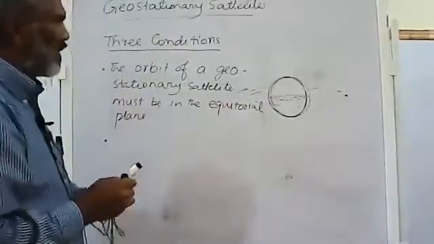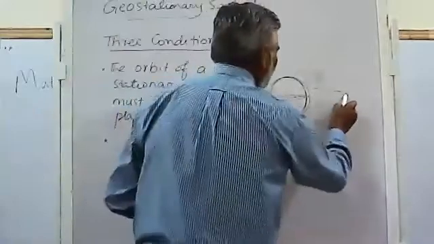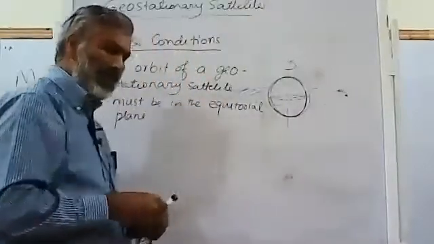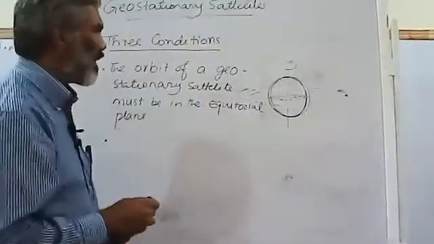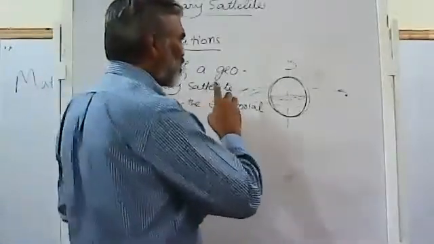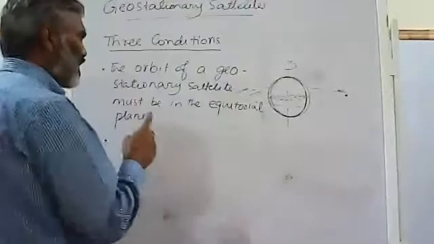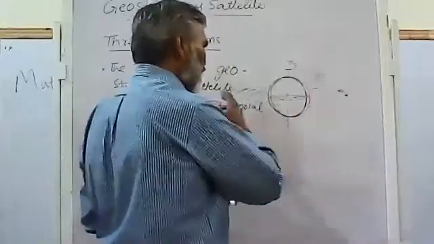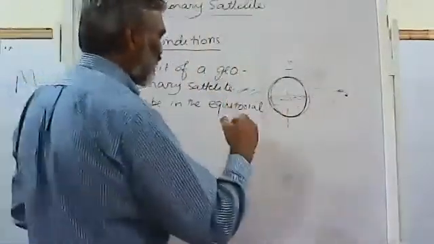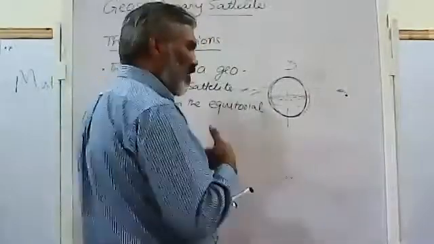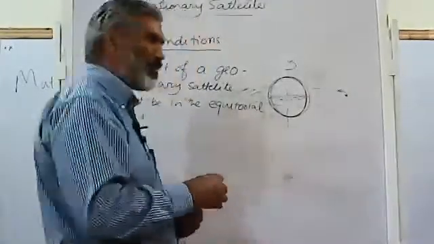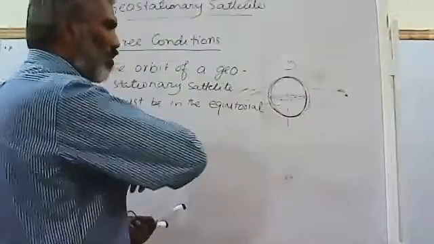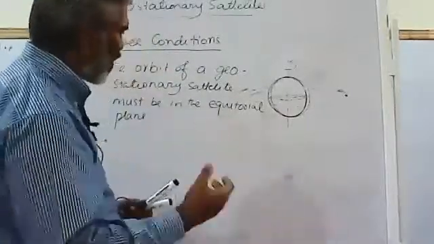Number 2 is the object must be moving in the same direction in which the earth is spinning. That means if the earth is spinning clockwise, if seen from below it is clockwise, then the satellite must also be moving clockwise if seen from below. And if seen from above, obviously it will be anti-clockwise. So it will be either both of them moving anti-clockwise or clockwise, seen from below or from above.